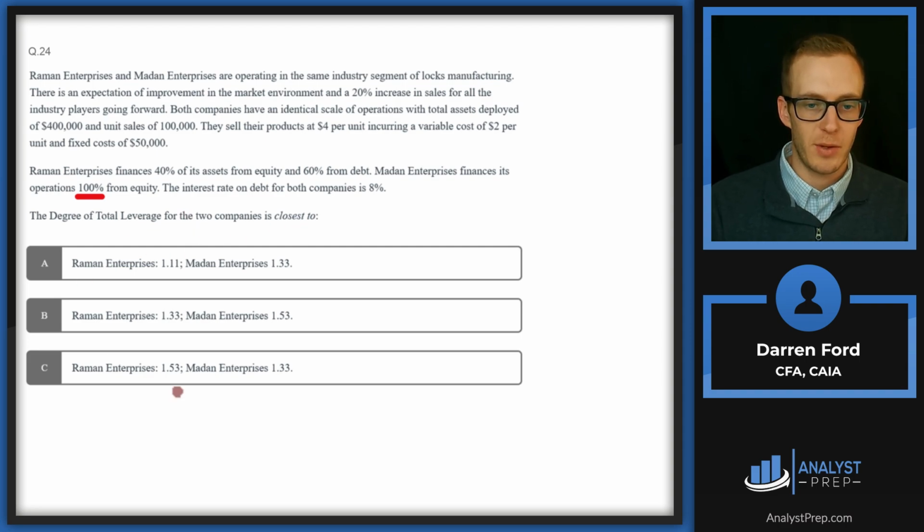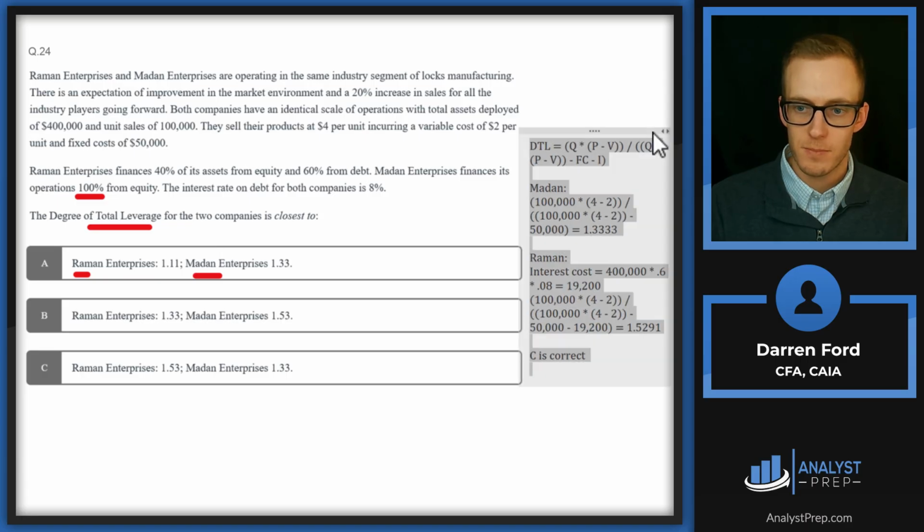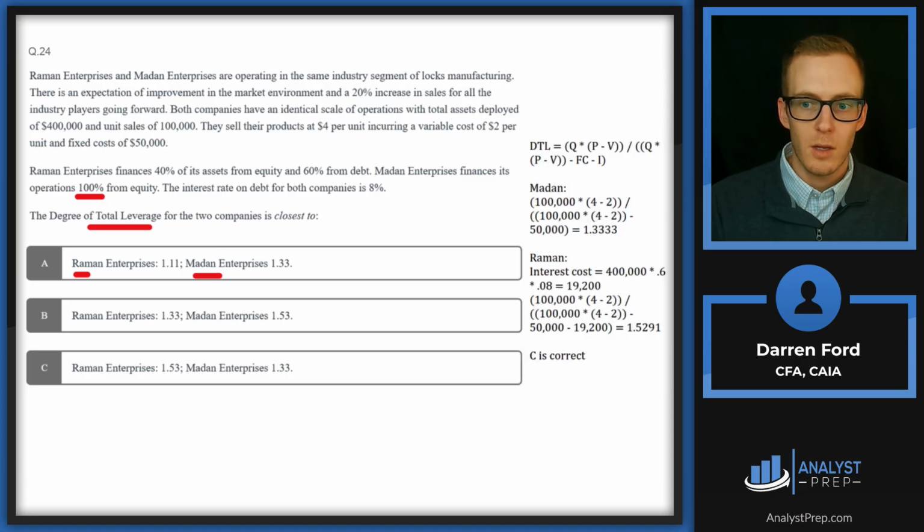So we've got different values here for Raman and Madan. So we need to calculate total degree of leverage for both of these. So let's pull in that formula and work through this. Our formula is going to have a lot of variables here, but essentially this ends up being our gross profit. So we're going to take the quantity that we sold, multiply by our sales amount per unit, and then take out the variable cost.